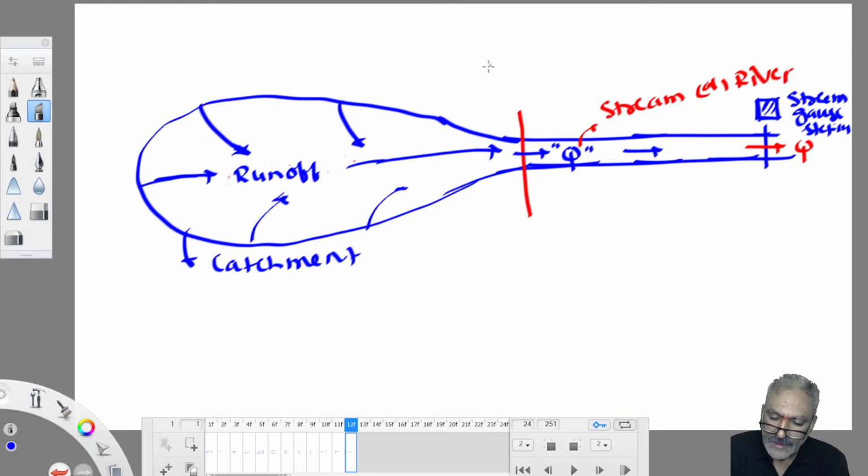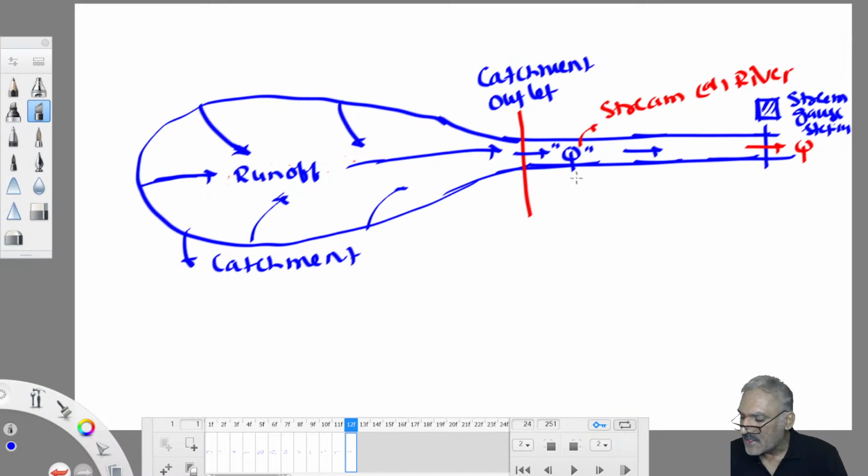This point is called the catchment outlet. The catchment outlet is also called the stream inlet. Where the catchment terminates, there the stream originates. So at a point in the stream, we measure discharge, because we are unable to measure runoff in a catchment. We don't have any procedure to measure runoff in a catchment.